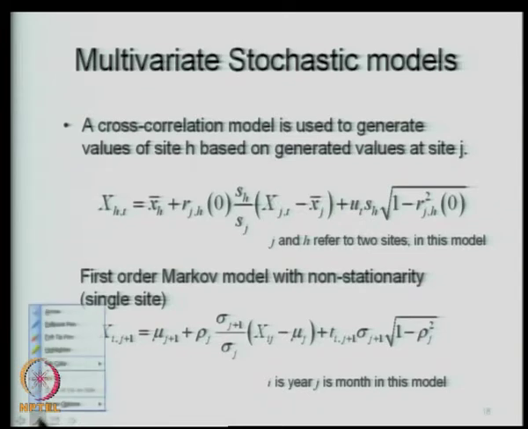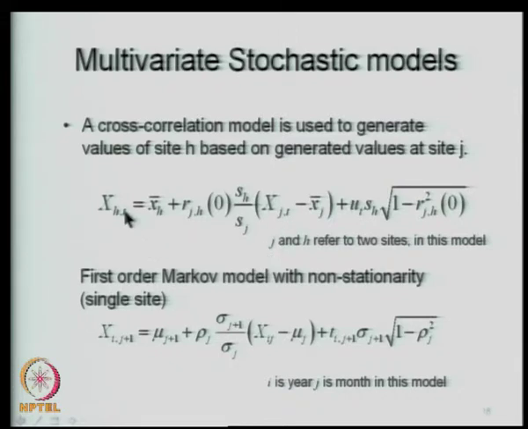Let me explain this correctly again. You are talking about the flow in site H in time period t. You are using the flows in the station j in time period t.